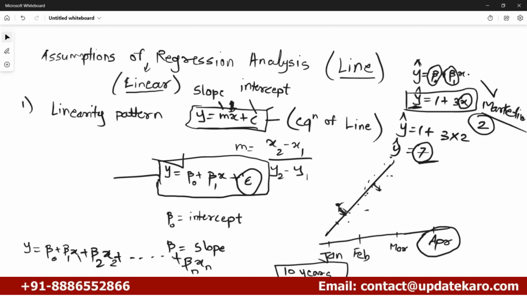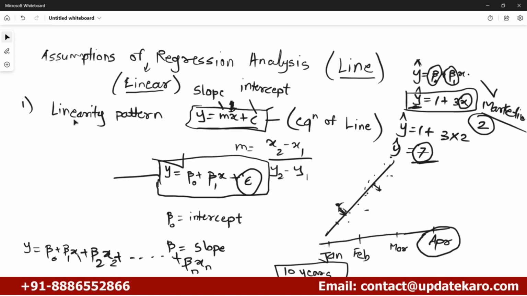That is not the exact amount. This is just the prediction. It may be 90% or 95% correct, right? So this is nothing but the goal of regression. Okay, so where were we? We were talking about the assumptions of regression.